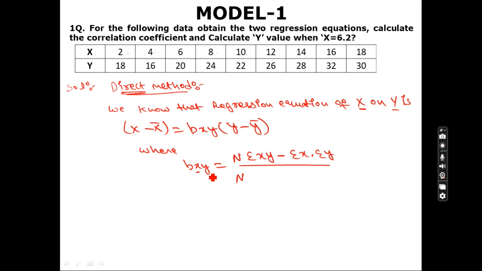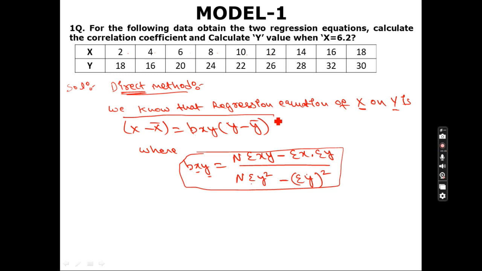For x on y, y is written in your second letter, so y should be written in the denominator. You write summation dy square minus summation y whole square. There is a lot of difference between these y squares. Here we have to do the y square, after that you need to do the total. Here we have to do the total of the y column and after that you apply the square. So there is a lot of difference between these two formulas, and most of the students are getting confused here.